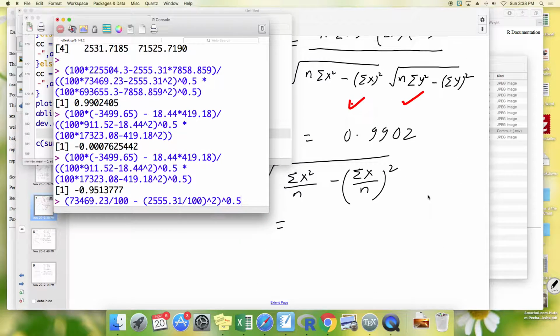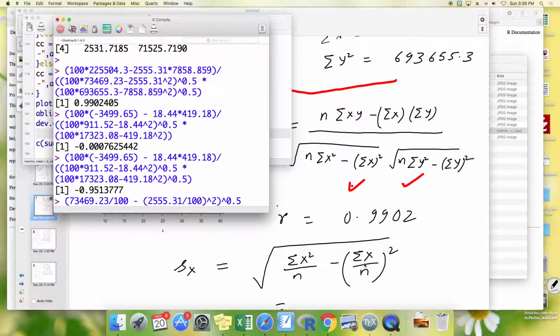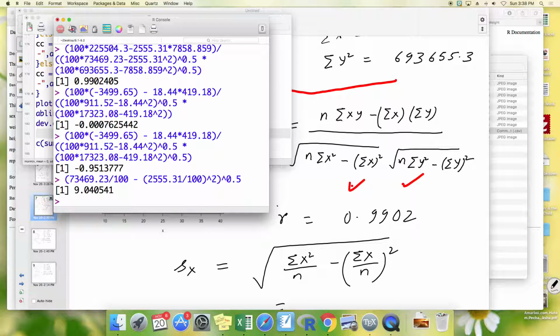So you are taking the square root of the entire thing, but you are squaring summation x by n inside, which is x bar. So this guy, summation x by n, is x bar, and you squared that, and this is summation x square divided by n. You write this whole thing in a bracket, and then you take the square root, and that will come out to be 9.0405.